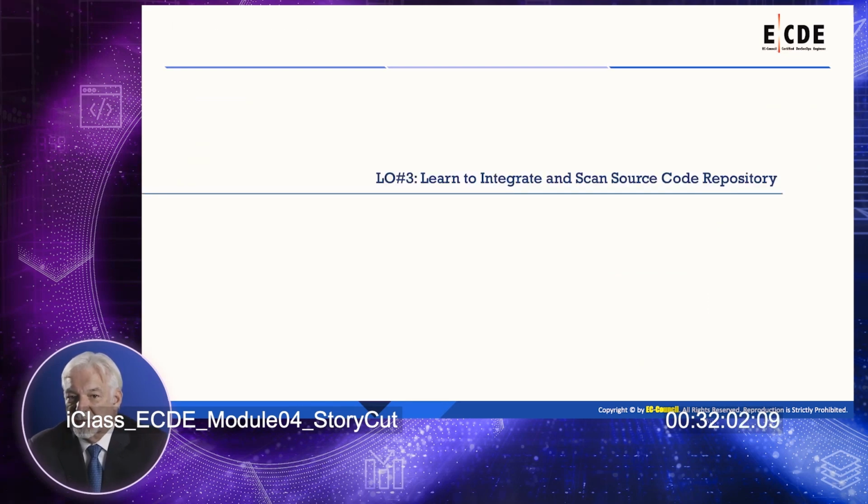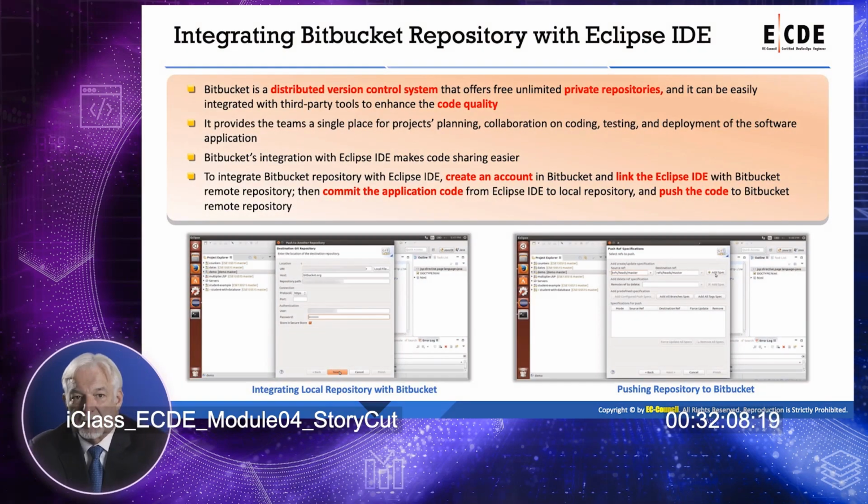So in this learning objective, we're going to integrate and scan source code repositories. We'll look at integrating Bitbucket repository with Eclipse IDE. Bitbucket is a distributed version control system that offers free, unlimited private repositories, and it can be easily integrated with third-party tools to enhance the code quality. It provides the teams a single place for project planning and collaboration for coding, testing, and deploying software applications.